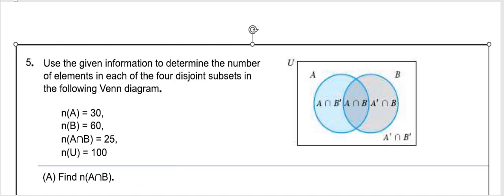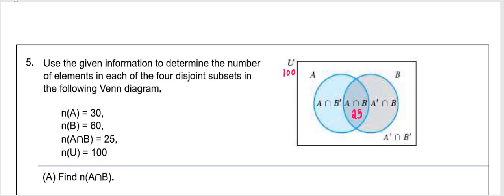Number 5, use the given information to determine the number of elements in each of the 4 disjoint subsets in the following Venn diagram. All right, it gives you that the number of elements in A is 30. The number of elements in B is 60. The number of elements in A and B is 25, and the number of elements in the universal set is 100. So right away, I know that out here, the universal set, there's 100 elements. And I'm going to work backwards. The number of elements in A and B is 25.